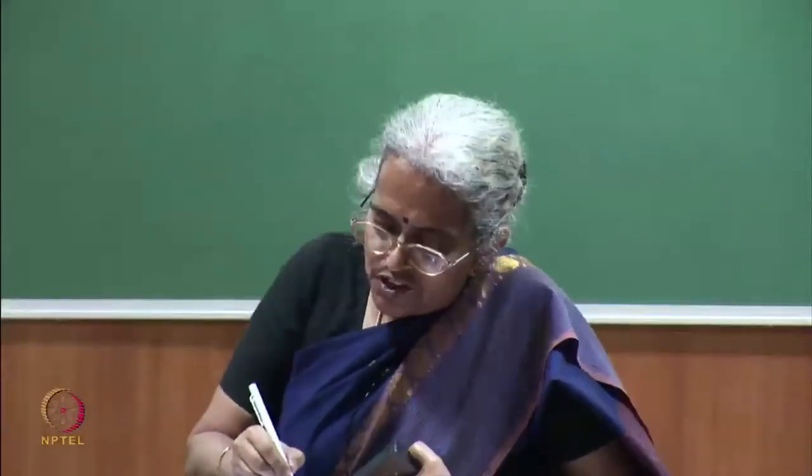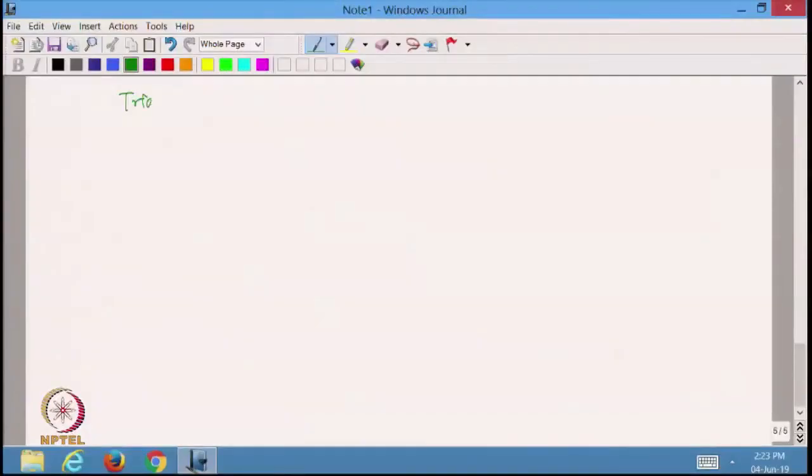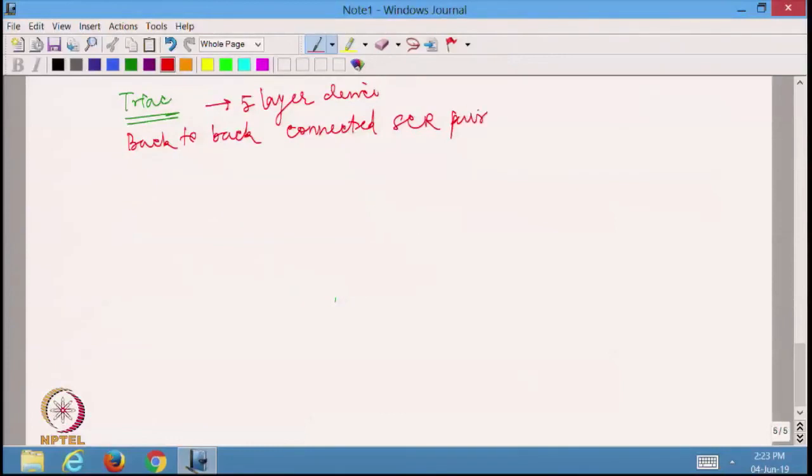Now, the next device related to SCR which I want to take up is the TRIAC. TRIAC is basically a 5-layer device and it is equivalent to a back-to-back connected thyristor or SCR pair. What I mean is, I will have one thyristor connected like this, another thyristor connected like this, and they are connected in anti-parallel. So, TRIAC is exactly equivalent to this.